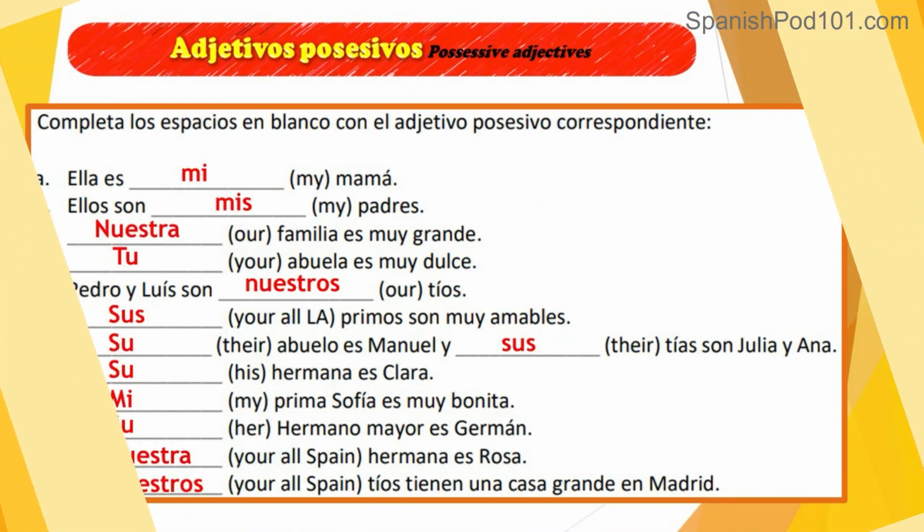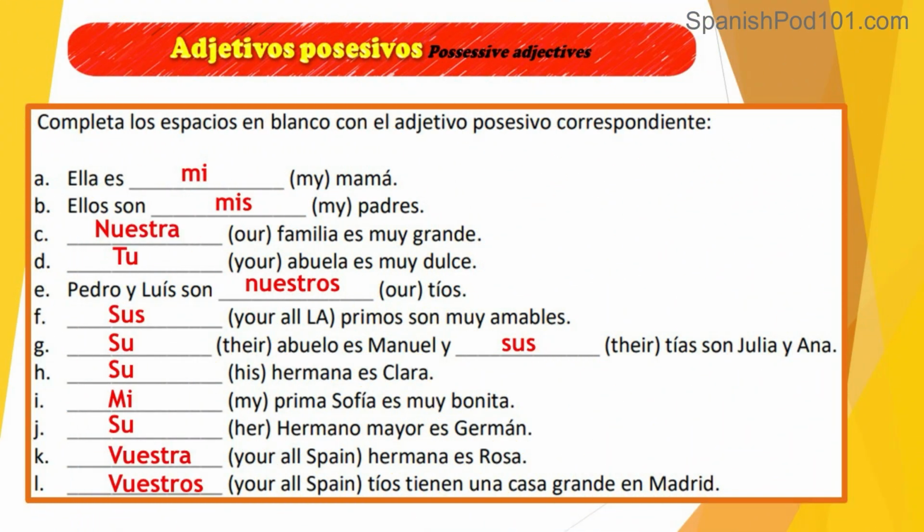Respuesta. Ella es mi mamá. Ellos son mis padres. Nuestra familia es muy grande. Tu abuela es muy dulce. Pedro y Luis son nuestros tíos. Sus primos son muy amables.